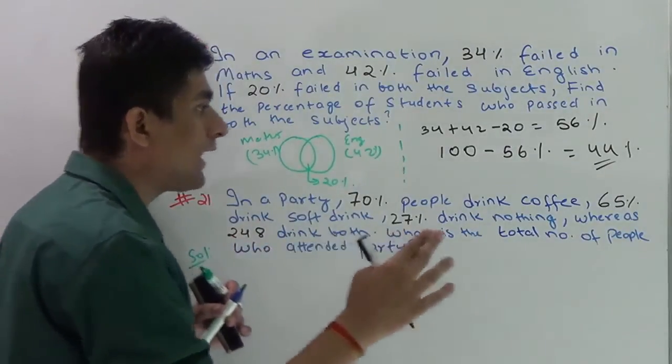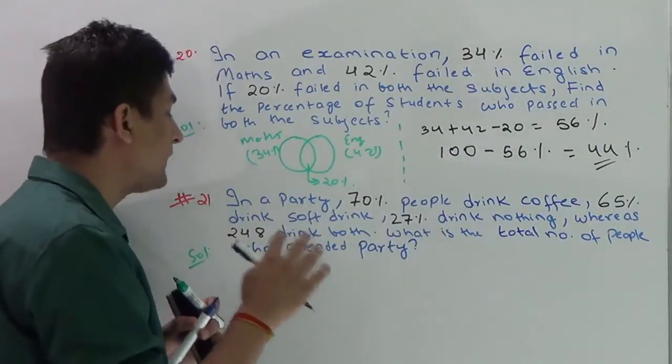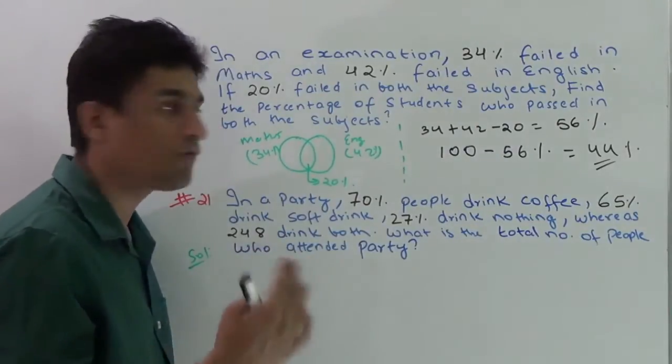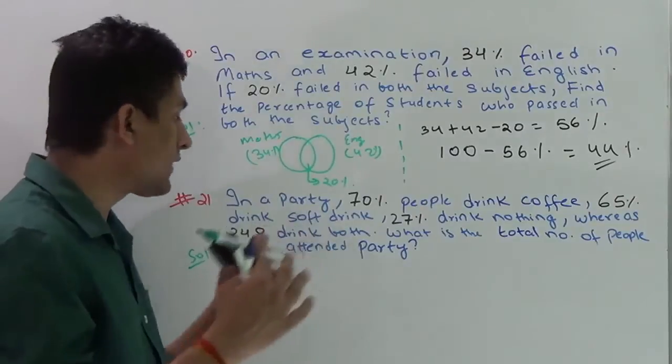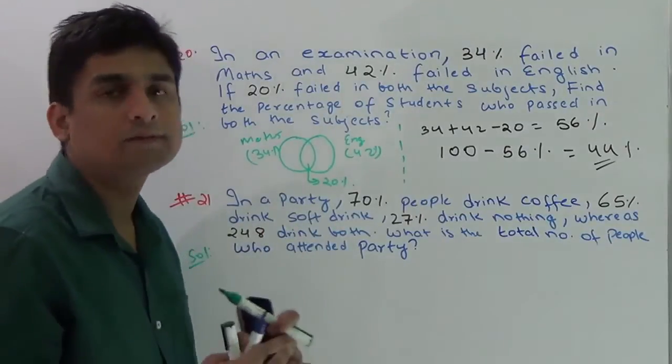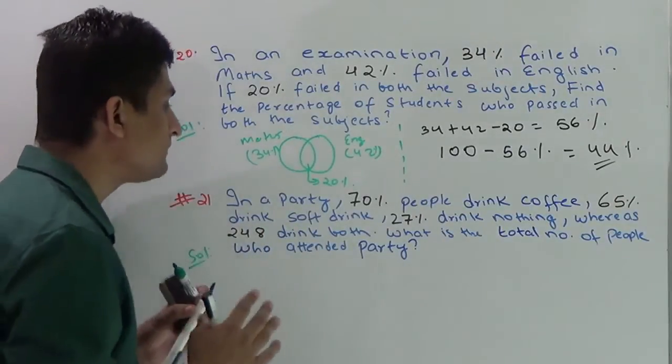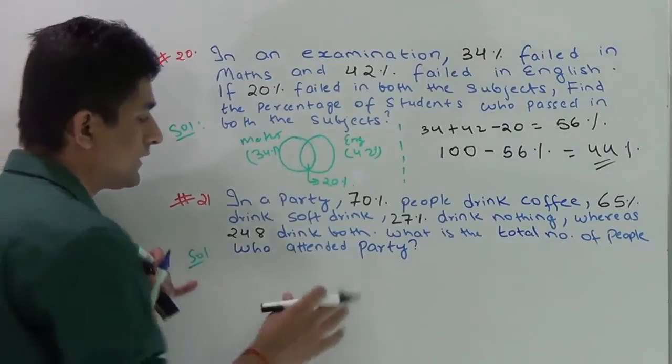And one more piece of data is also given: 248 people drink both, that is coffee and soft drink. Now we have to calculate the total number of people who attended the party. Okay, this is the question.